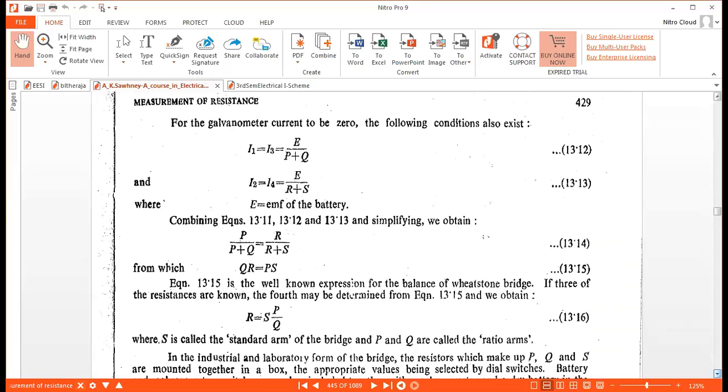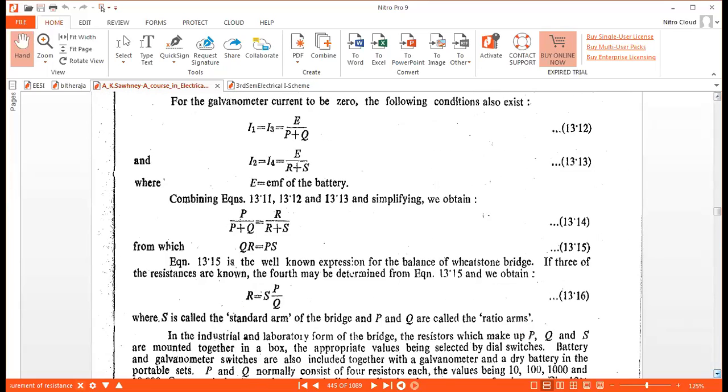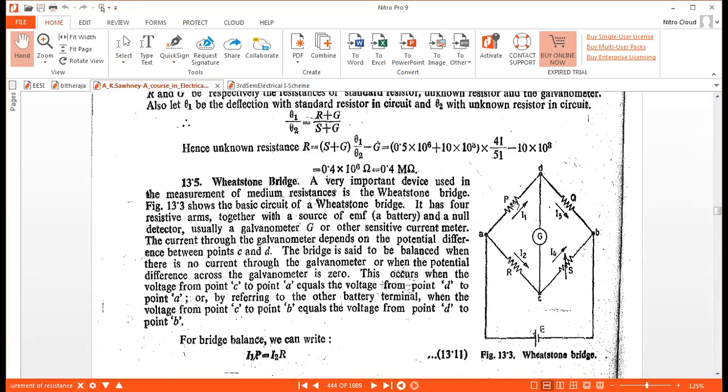I2, and I2 is equal to E, the supply voltage, divided by P plus Q. Here I1 is equal to I3 when D and C points are at equipotential, and that is equal to E divided by P plus Q. So the current flowing through resistance P or through resistance Q, meaning I1 is equal to I2, is equal to E divided by P plus Q.